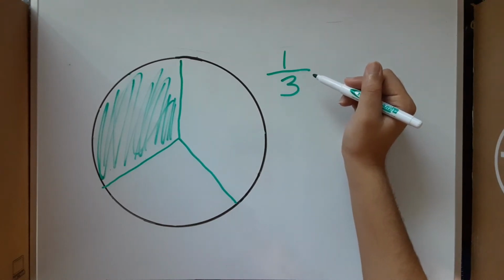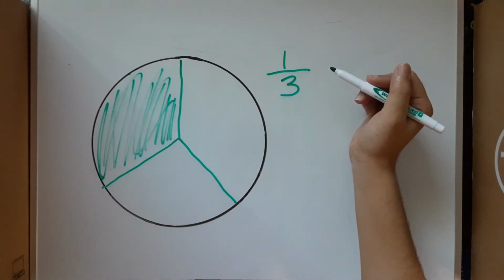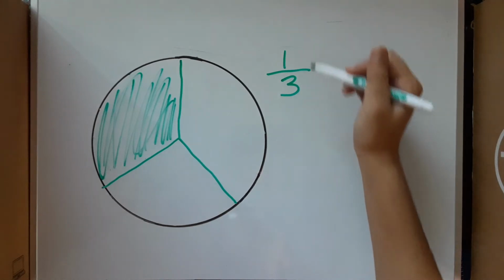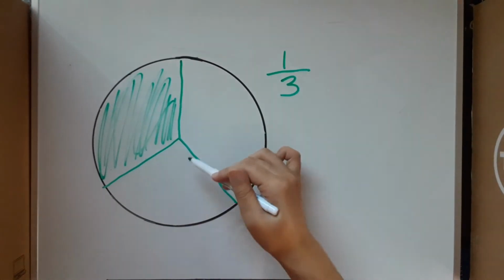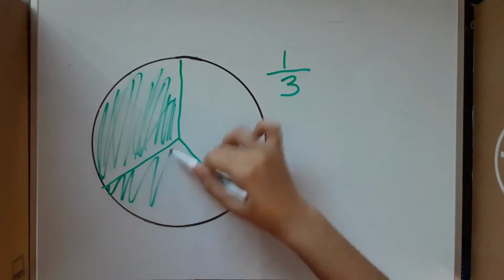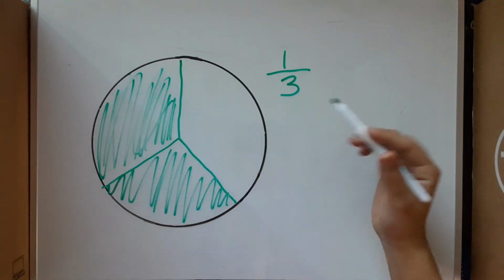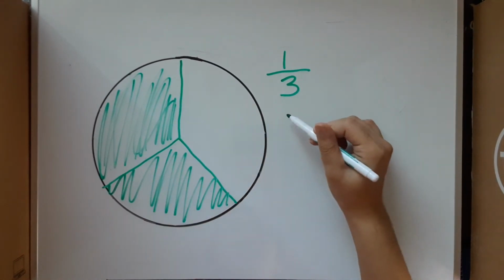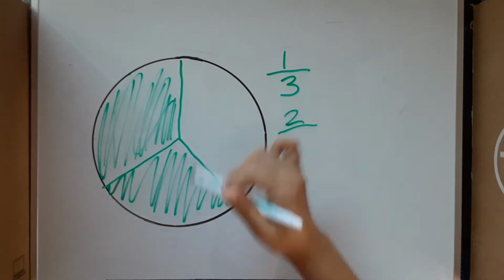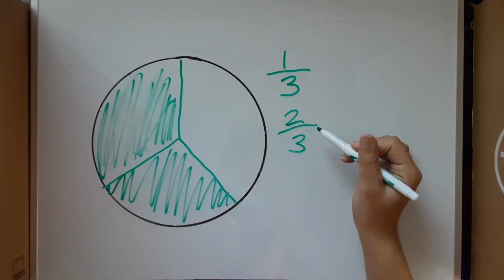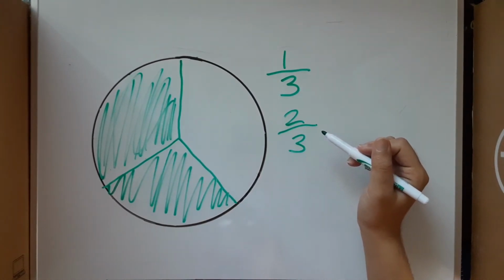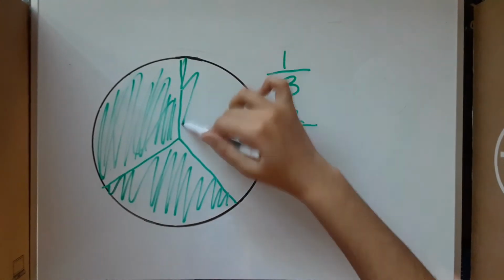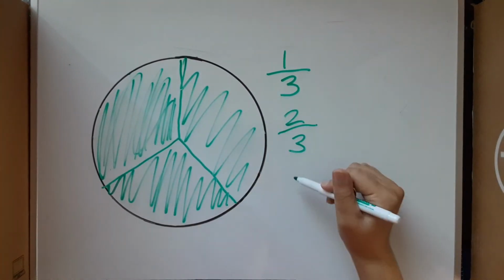This is spoken as 1/3. If we fill in another piece, this would be seen as 2 out of the total, 3. This is 2/3. And if we fill in another one, well, that's 1.